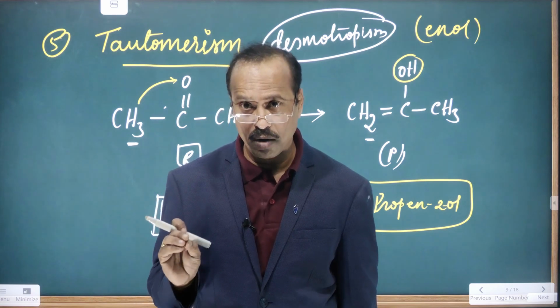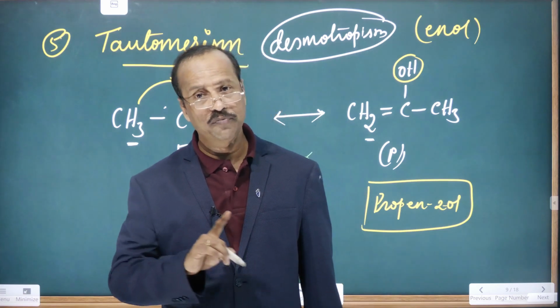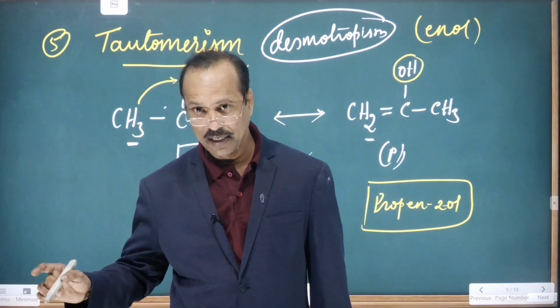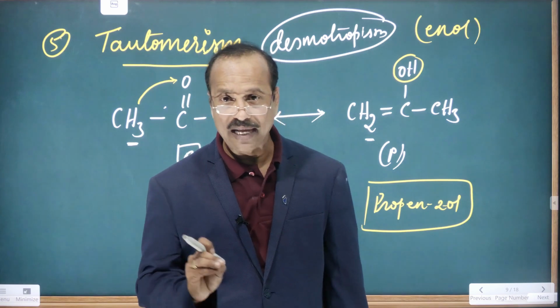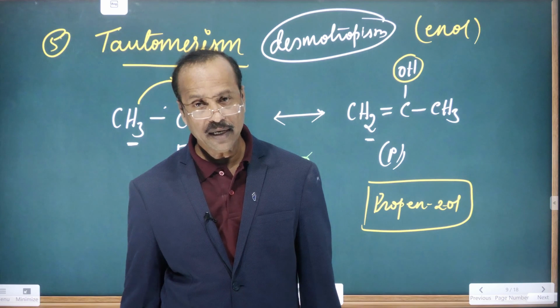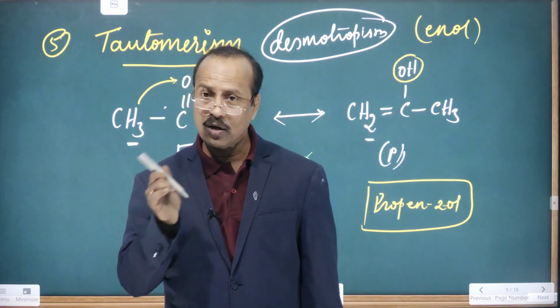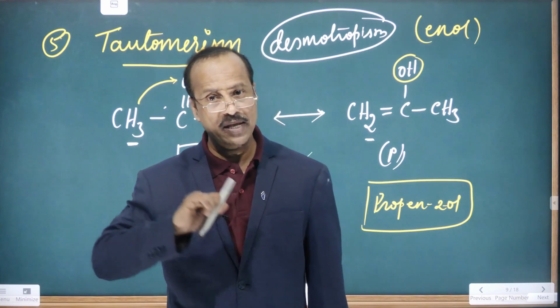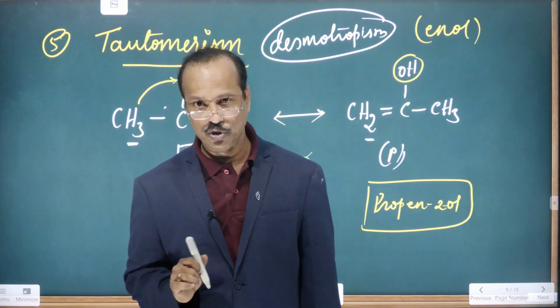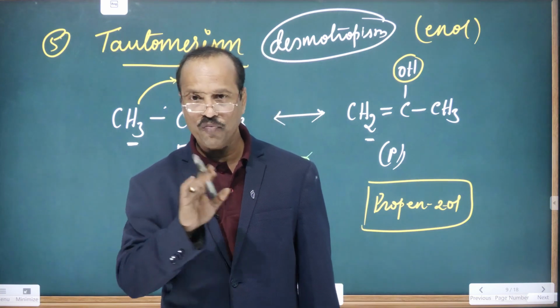Two or more compounds having the same molecular formula but possessing different physical and chemical properties are called isomers, and that phenomenon is called isomerism. Isomerism is mainly classified into two types: one is called structural isomerism, the second is called stereoisomerism. Structural isomerism is mainly divided into 5 types.